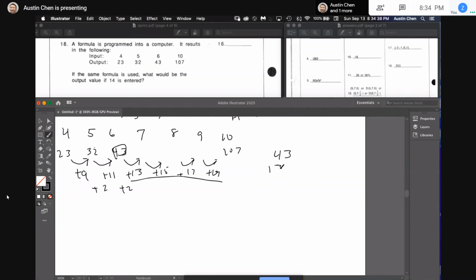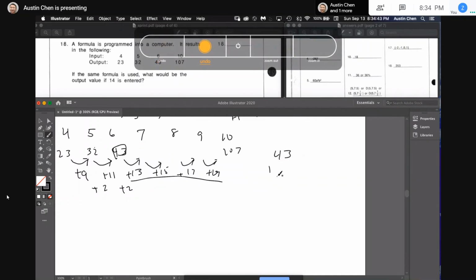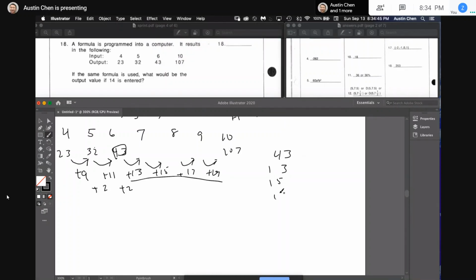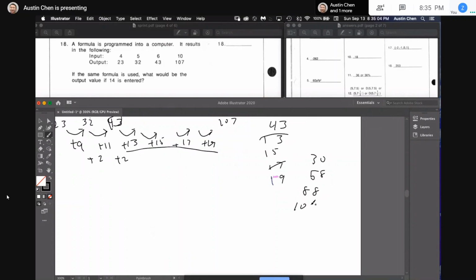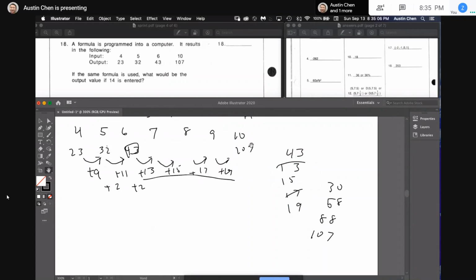We have 43, 13, 15, 17, 19. So 17 and 13 give 30, right? And then 43 and 15 is going to be 58. So that's going to be 88, plus 19 is going to be 107. And it equals 107. So this is our sequence.